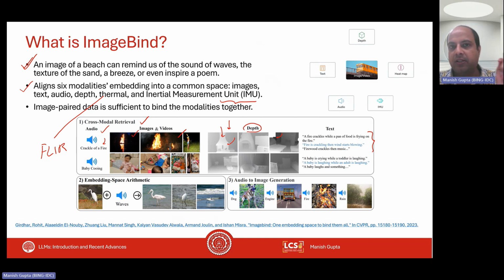Okay, this is not speech to text, by the way. So in the audio crackle of a fire, those words were not spoken. All that was there in the audio is the sound of the fire in that sense. Okay. So, of course, it can also be used for doing embedding space arithmetic.